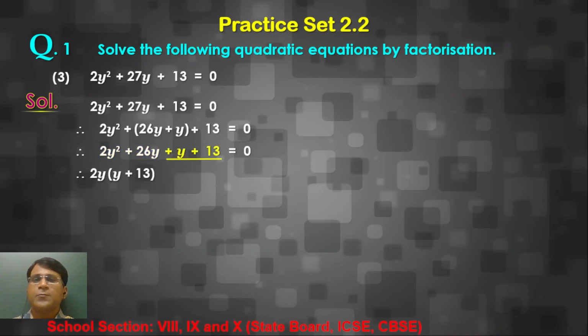Now your third term is plus, so we have to take plus sign common. Y plus 13 में क्या common आएगा? कुछ भी नहीं. So we'll just take 1 common. Now when you take 1 common, in bracket you will get y plus 13 is equals to 0.